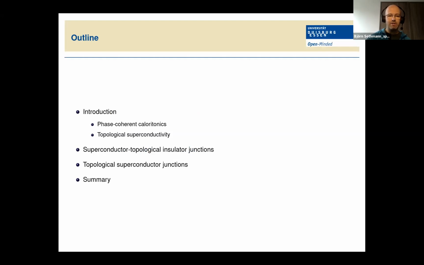So here's a brief outline of my talk. I will first start with an introduction where I introduce you to these two concepts of phase coherent caloritronics, and also wrap up the important ingredients of topological superconductivity that we need. And then I will present two example systems that we have looked at. The first one is the Josephson junction based on superconductor topological insulator hybrids. And the second example is a Josephson junction where we have intrinsic topological superconductors as the reservoirs. And then I will conclude by giving some summary and outlook.